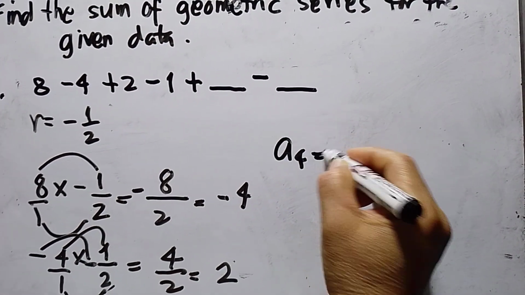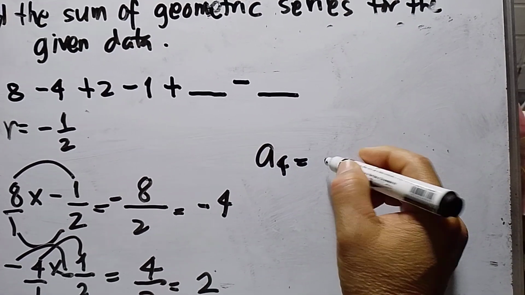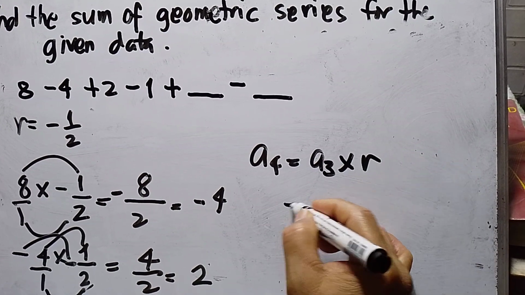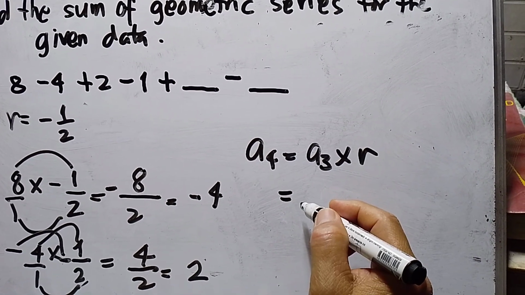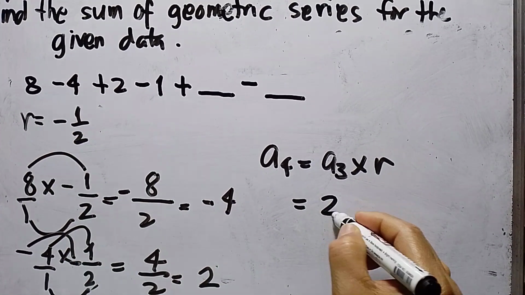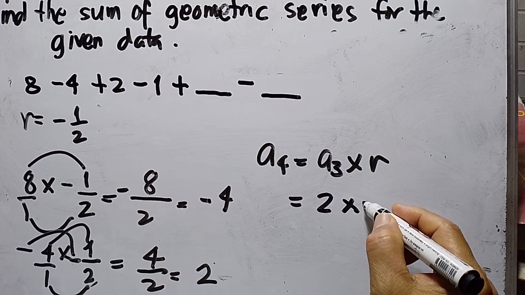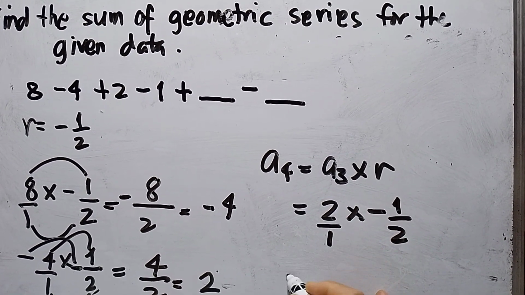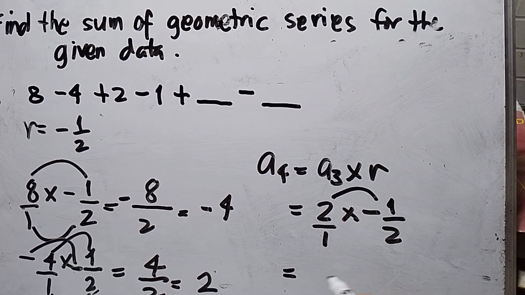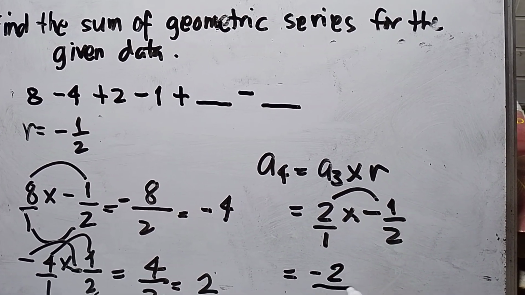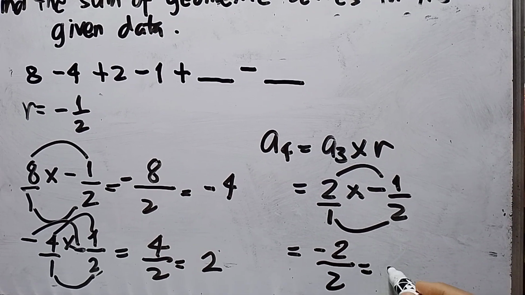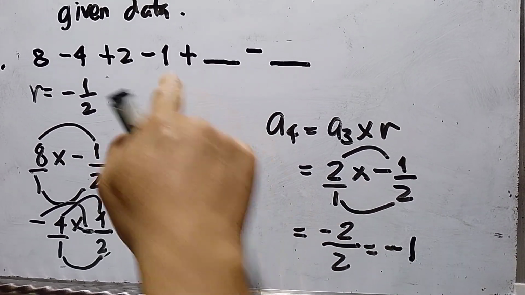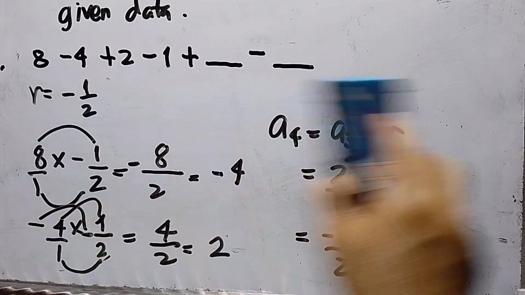So A4 is equal to A3 times R. So A3 is 2 times negative 1 over 2. So just take 1 in here and then multiply. So this is negative 2 and then multiply. This is 2, since I have here negative 2 over 2. So this will be negative 1. So this is correct.